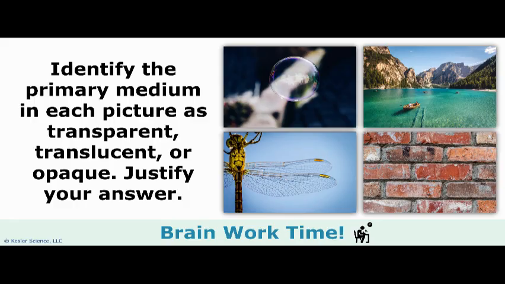Okay? So it says identify the primary medium in each picture as transparent, translucent, or opaque. Justify your answer. First one you'll see in the upper left hand of all those pictures. I suppose it's just the bubble. Okay, so think about if that's transparent, translucent, or opaque. The answer, of course, is transparent. We can see right through it.